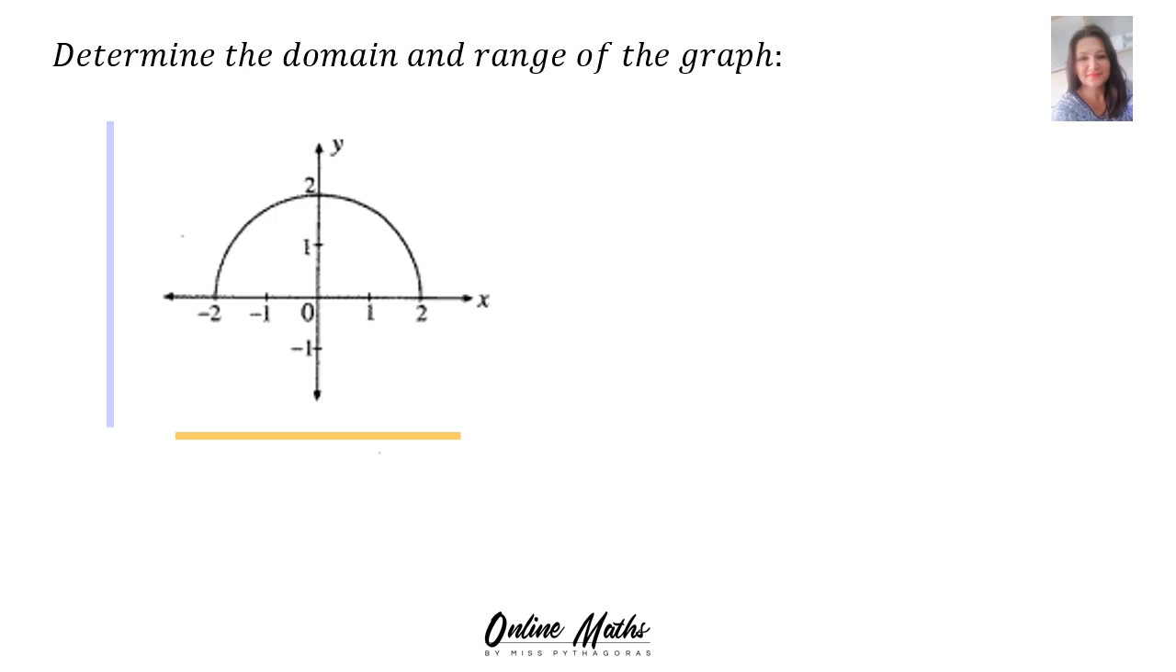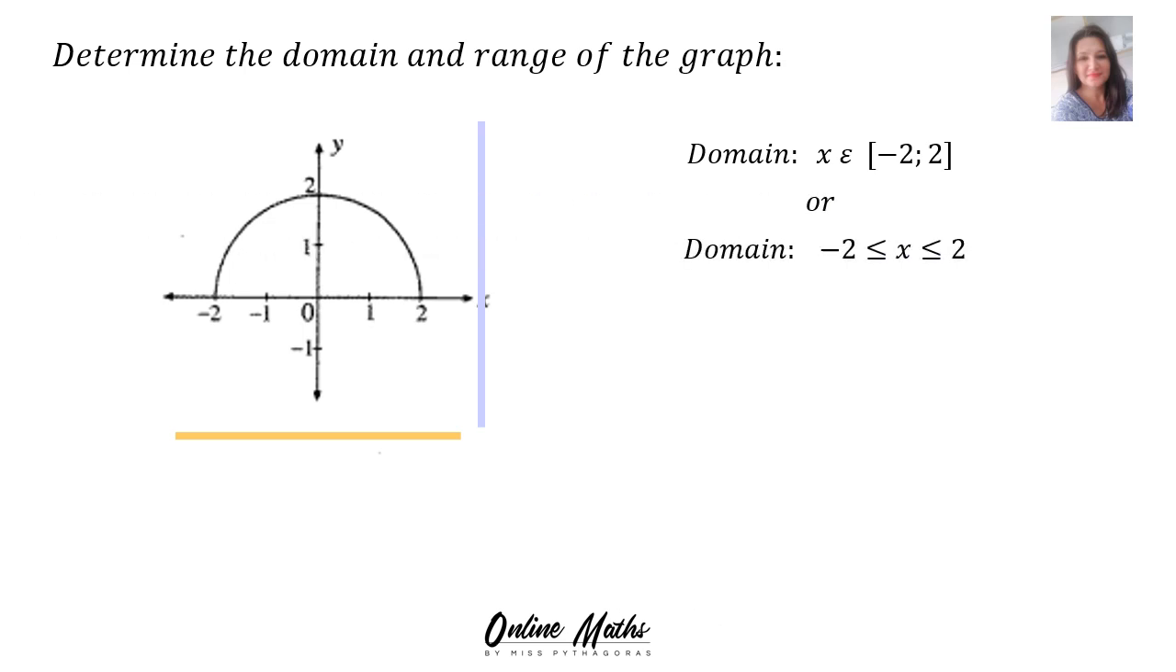Let's do another example. Determine the domain and range of the graph. So for the domain, we will take the purple ruler and slide it horizontally across the half circle. And the first place it touches is -2 up to 2. Therefore, our domain, x is an element of -2 included up to 2.